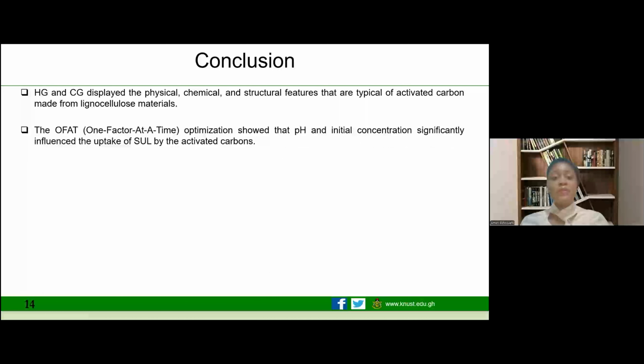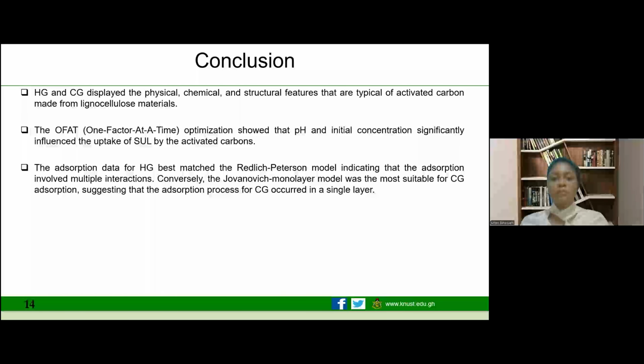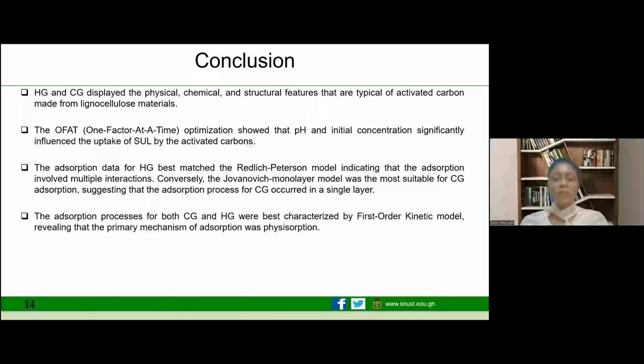The one factor at a time study revealed that pH and initial concentration influenced the uptake of sol by the activated carbon. HG matched the Redlich-Peterson model, indicating that multiple interactions were involved, compared to CG, which was modeled more with the Jovanovic monolayer model. Both adsorbents were best described by the first order kinetic model, revealing that the primary mechanism of adsorption was physisorption.